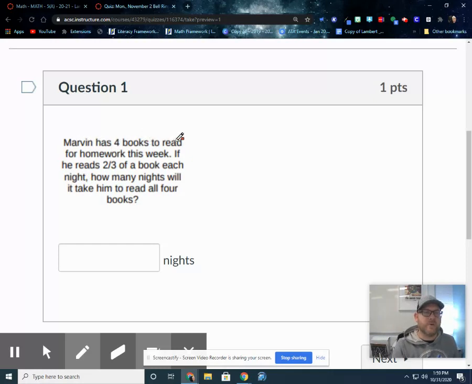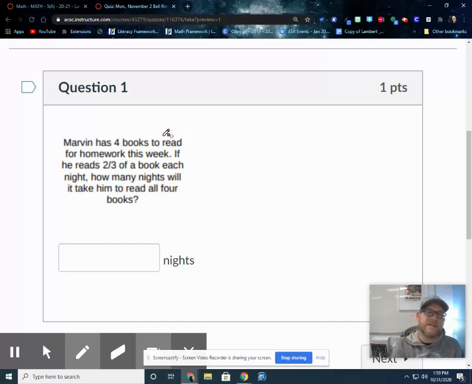Marvin has 4 books to read for homework this week. If he reads 2/3 of the book each night, how many nights will it take him to read all 4 books? I'd like you to go ahead and type your answer in over at the side, and we'll check the question here in a second together.